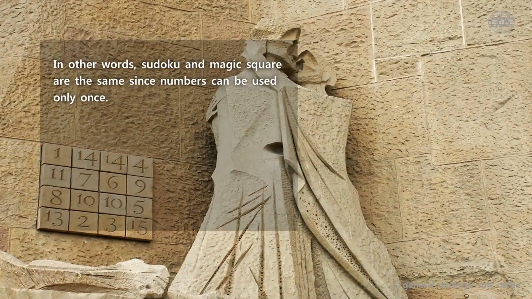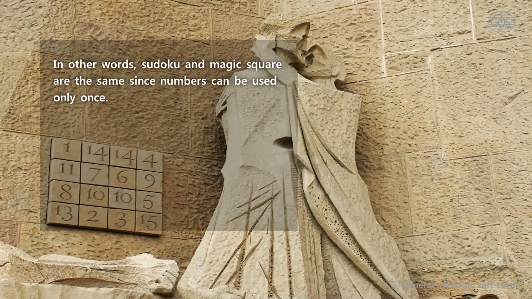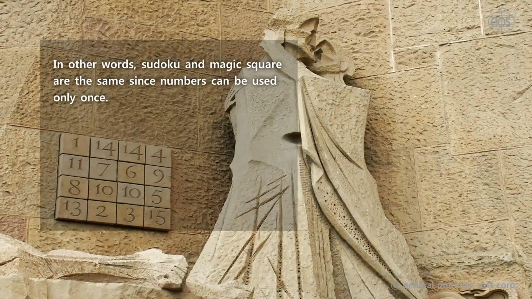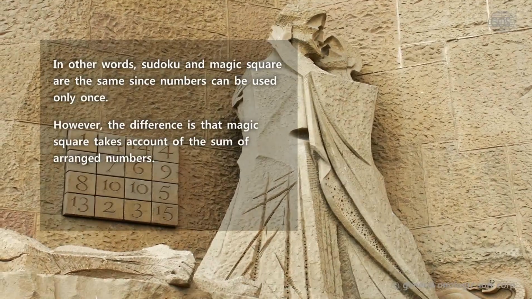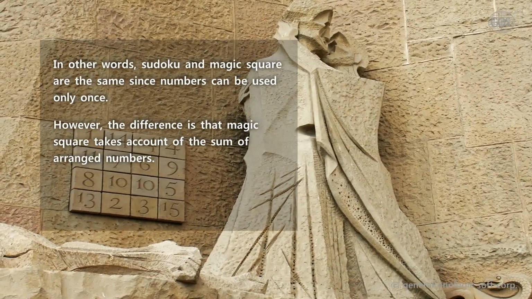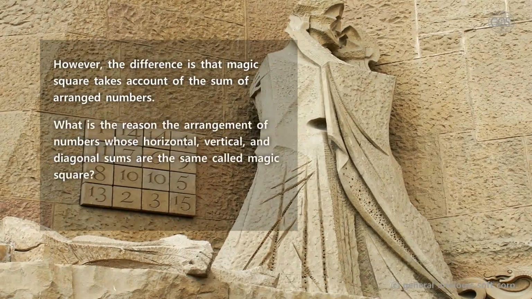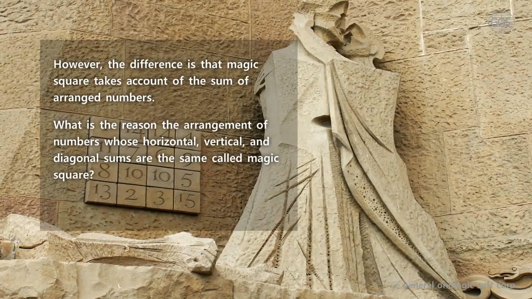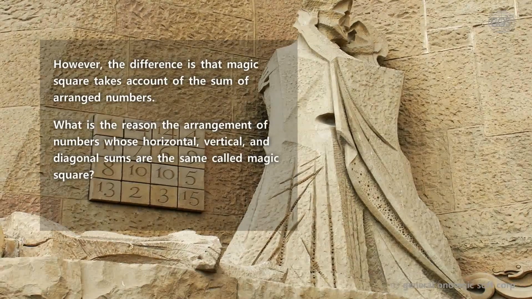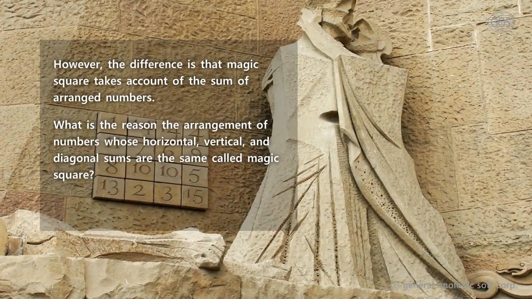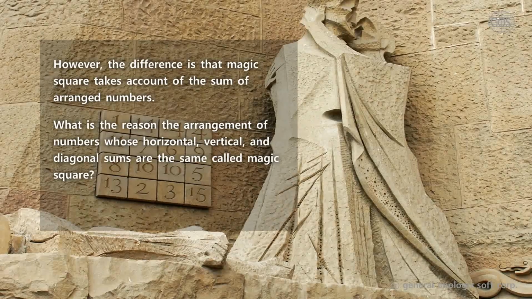In other words, Sudoku and magic square are the same since numbers can be used only once. However, the difference is that a magic square takes account of the sum of arranged numbers. What is the reason the arrangement of numbers whose horizontal, vertical, and diagonal sums are the same is called a magic square?